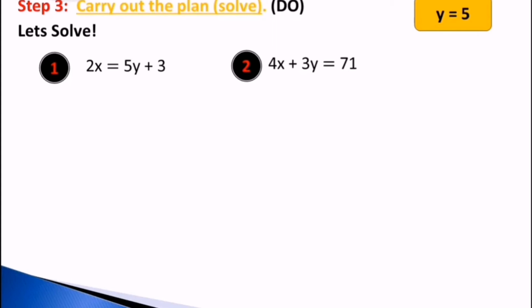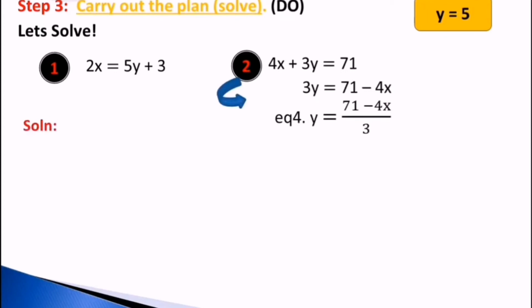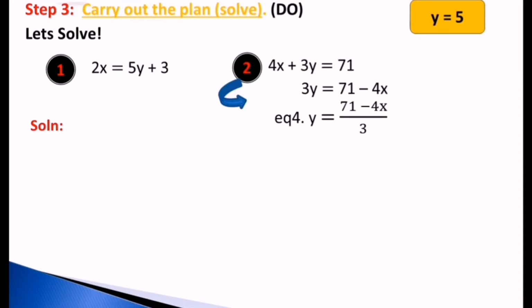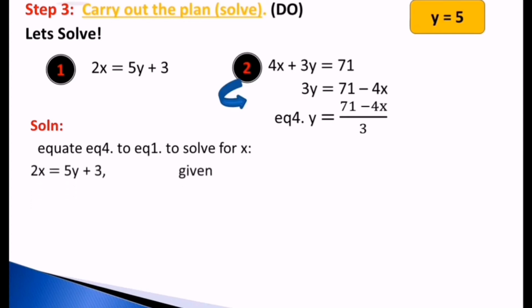Right now I am going to solve for the value of x from equation 2. Since I am particular with the x, I am going to express equation 2 in terms of y. So I have here 3y equals 71 minus 4x. You just transpose the 4x, it becomes negative. Then right after that, divide the equation by 3. So you have now equation 4. By equating equation 4 to equation 1, bring down equation 1 as given, and then substitute the value of y from equation 4 into the given equation. So we have now like this by substitution.